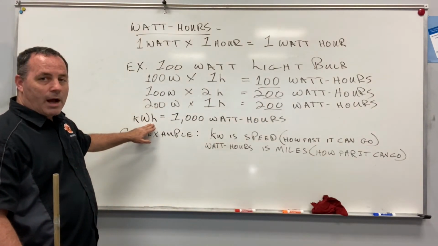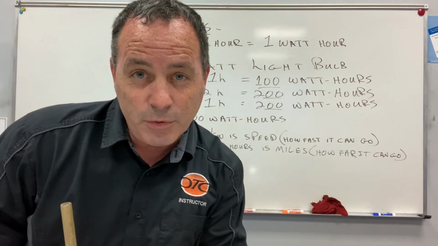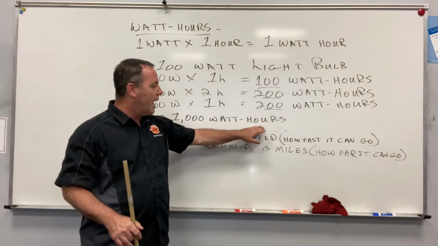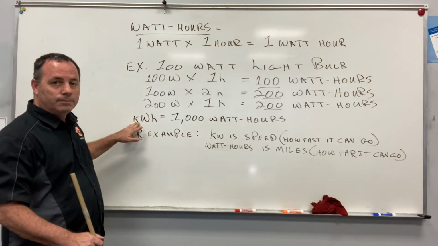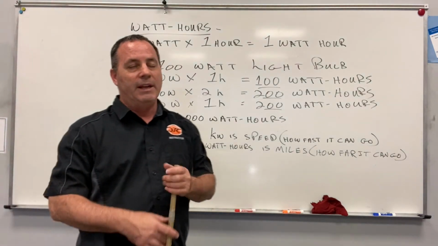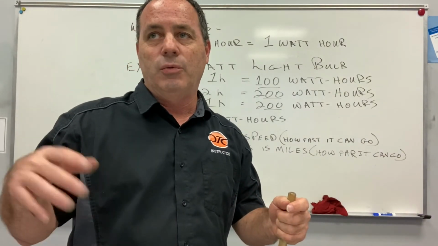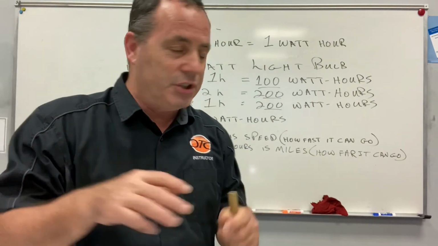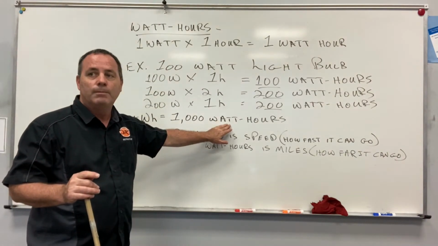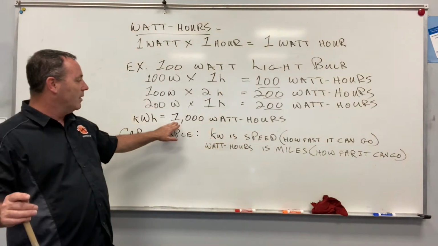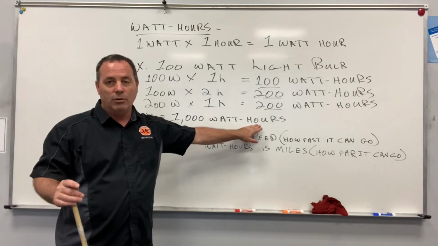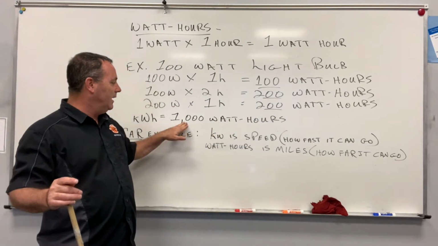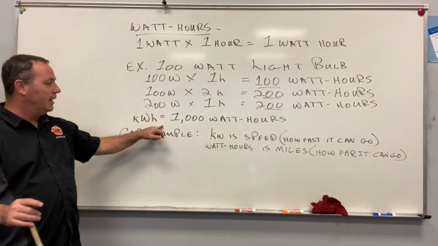What is a kilowatt hour? Kilowatt hours are how you are charged for your electricity. 1,000 watt hours is a kilowatt hour. Your electric bill may say 0.12, which is 12 cents, or however your electric company decides to charge you, but it's by kilowatt hours, okay? So 1 kilowatt hour equals 1,000 watt hours. Kilowatt hours, kWh's.